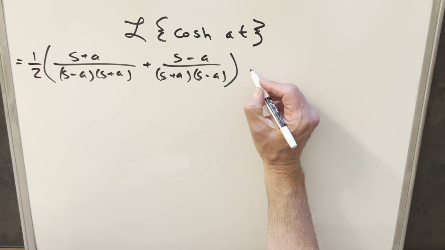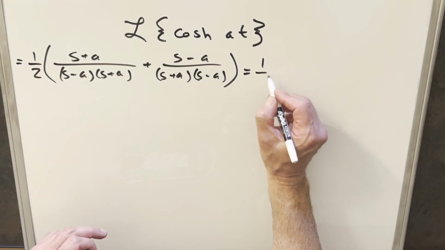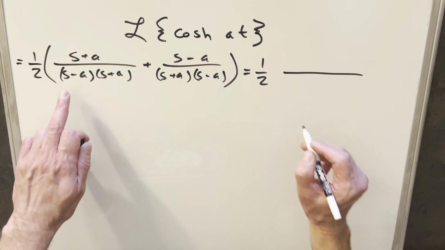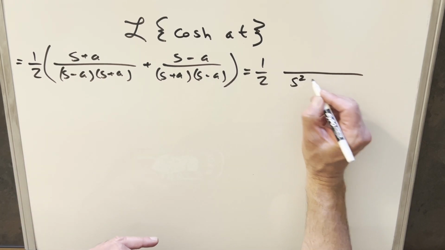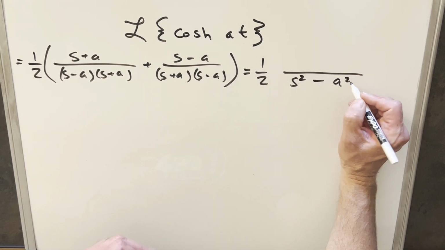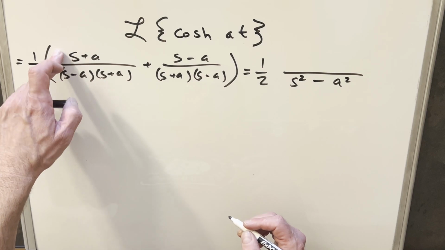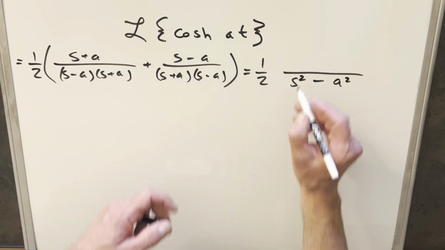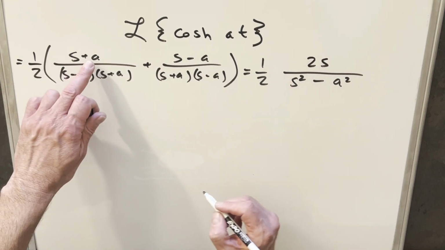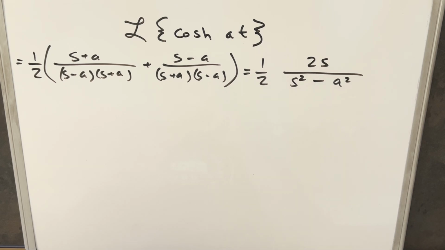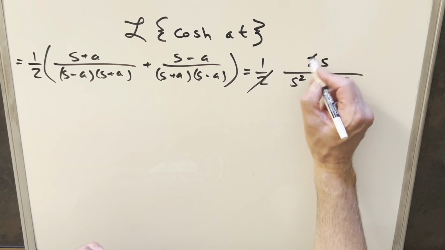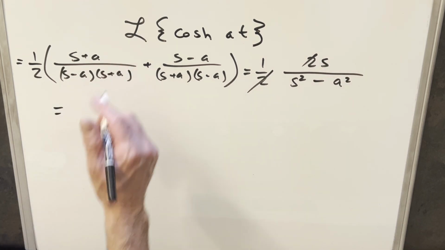But now with the common denominator, I can put these two together. So we'll still have our 1/2 out front. I'm actually going to multiply out the denominator now. So this is going to become s squared minus a squared. We'll add all the numerators up. So s plus s is going to give me a 2s. A minus a, that's just going to be 0. So we'll leave that off. But then here, the 2s are going to cancel. And so we have our formula for the Laplace of cosh at.